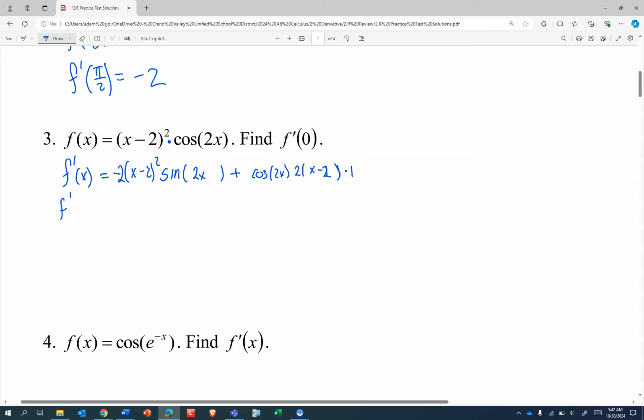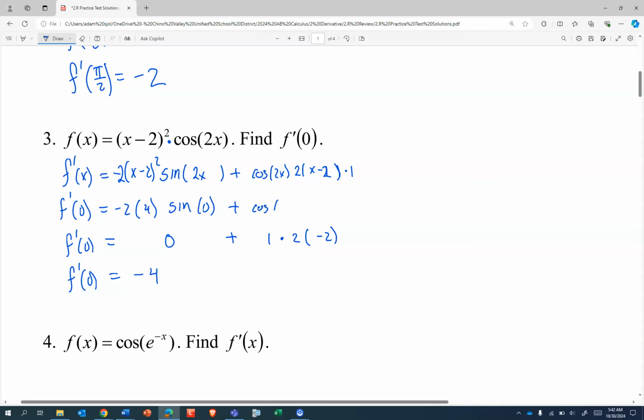Okay, so f prime of 0 is negative 2 times 4 sine of 0. I should have done that first because this whole thing is 0. And let's think ahead. Cosine of 2 times 0 is 1, 2, and then 0 minus 2 is negative 2, and we can ignore that one at the end. So f prime of 0 is negative 4. Realize I did not have good notation.